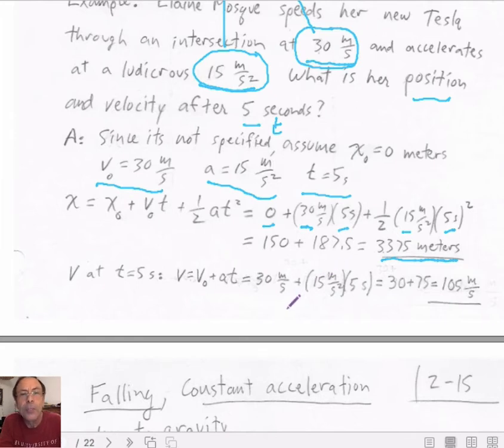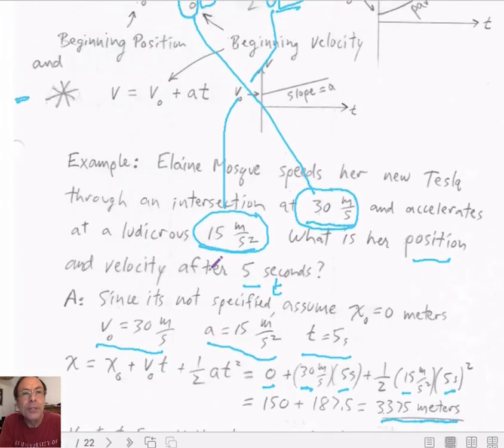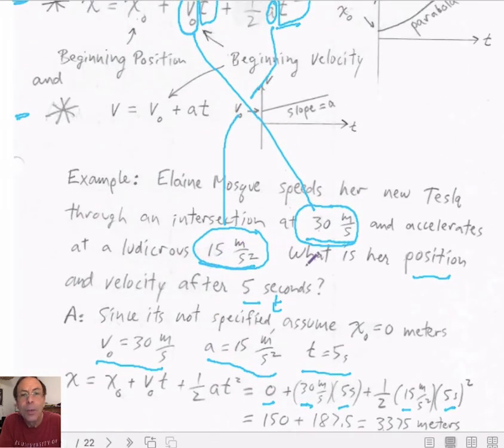Okay, I hope she doesn't have an accident. Okay, now there was another piece to the question. It said, what is her position and velocity? So we need to do the velocity part of it. Let me erase some of this stuff here. Erase this line, erase this, erase this here.